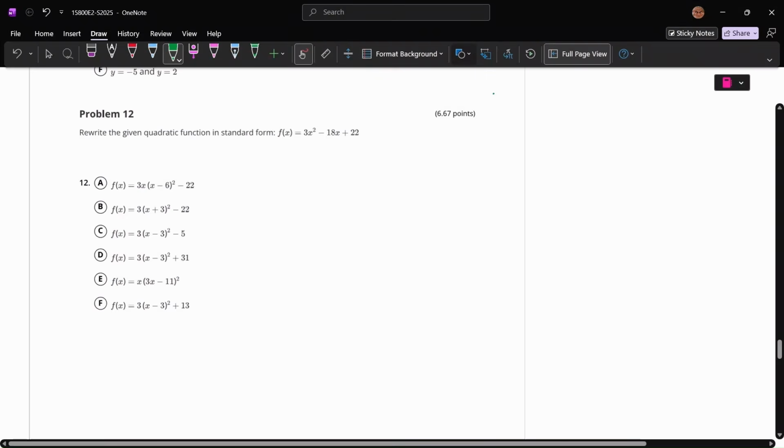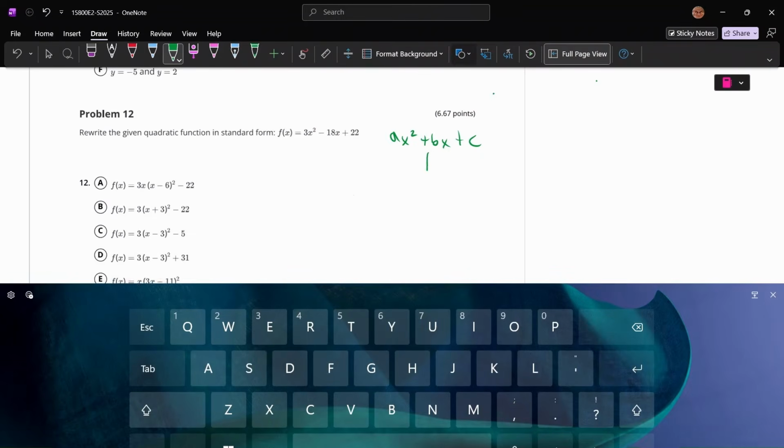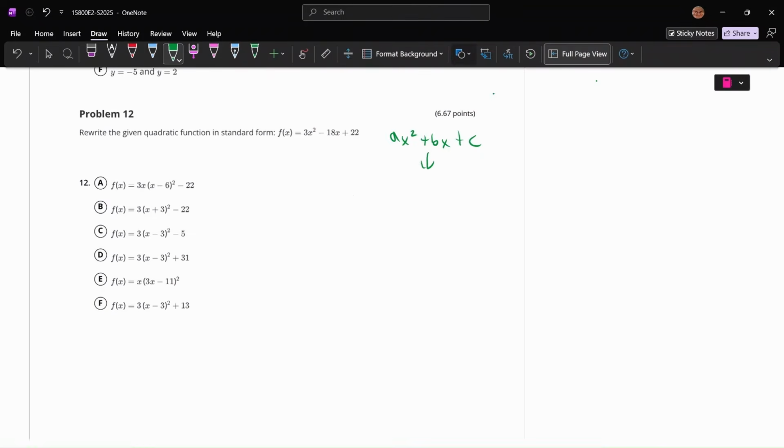All right, rewrite the given quadratic function in standard form. That's weird because all of the answer choices here are written in vertex form. So I think what they mean is rewrite this function, which is written in standard form, in vertex form instead. Standard form is ax squared plus bx plus c, which you can clearly see this resembles. We want to rewrite this in vertex form, which looks like a times x minus h squared plus k. So we're going to have to figure out what h and k are going to be.